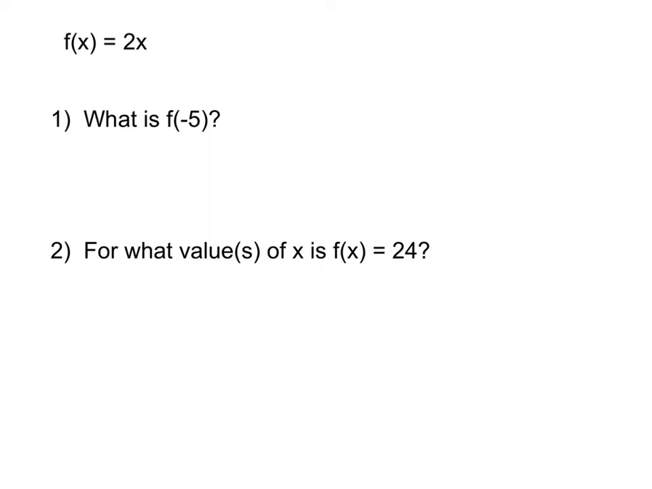All right, so let's take a look at this question. Same function, f of x equals 2 times x. Our output is 2 times the input. I've got 2 questions here. What is f of -5? And question 2, for what values of x is f of x equal to 24?